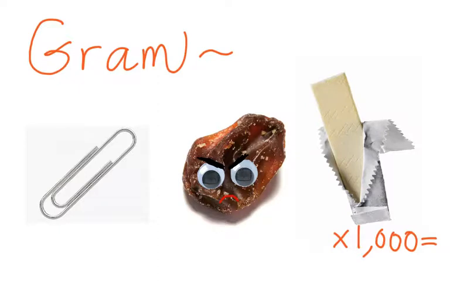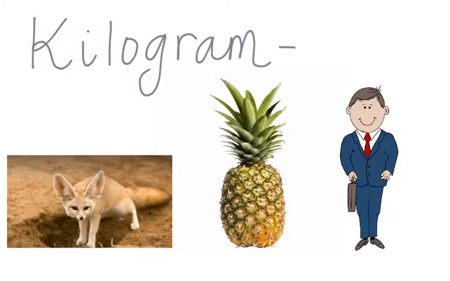Each of the things pictured here is just 1 gram. So a paperclip, a raisin, and just one stick of gum equal 1 gram. If you collect 1,000 of those and put them together, that would be the weight of 1 kilogram. So these things here, well, not this man right here, but sorry, my pen just, oh, there we go. All right, so this fennec fox and this pineapple weigh about 1 kilogram.